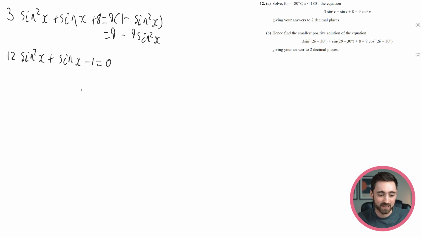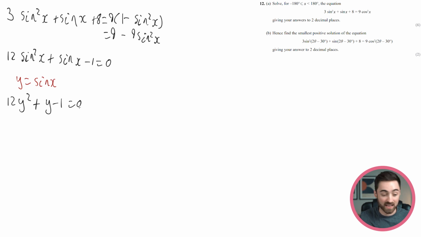Okay, now this is actually a quadratic equation, but in sine x. Now if you don't believe me, why don't you just let y equal sine x? What would that then lead to? That would lead to 12y squared plus y minus 1 equals 0. Now again, you can use a calculator and stuff. I think this is factorizable here, so let's do it. We know that these numbers are going to be 1 and minus 1, because that's the only way to get a product of two numbers to be minus 1.